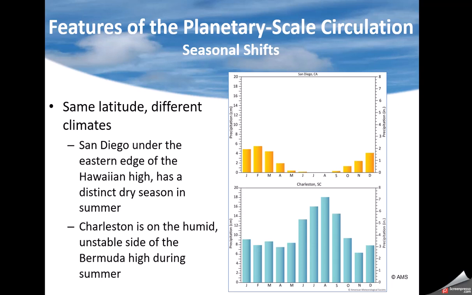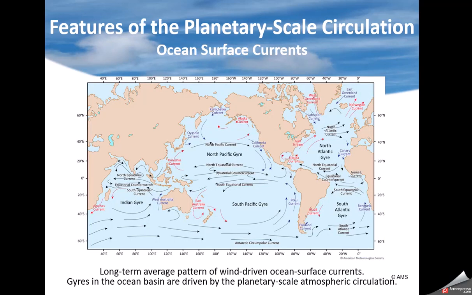Here you can look, I just talked about the two different sides of these highs over the ocean. Notice Charleston has lots of precip in the summertime. However, San Diego, nothing. Very dry. And here are the ocean currents.